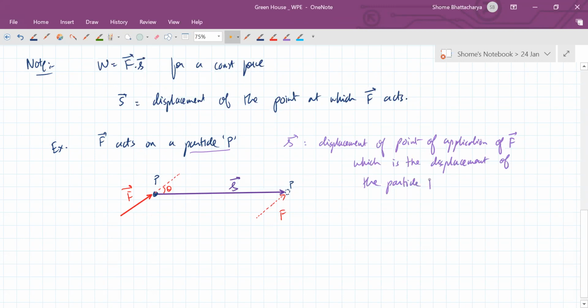As I said, this is the simplest situation in which we are doing this kind of calculation. The force itself is acting on a particle, which is a point mass. So there's no complication about what is the point of application, how it is moving. It's basically that point mass only, the way it is moving. That is the displacement of the point of application.